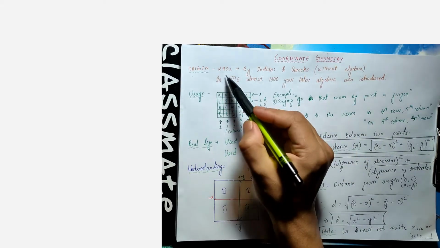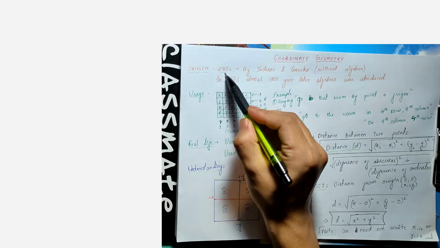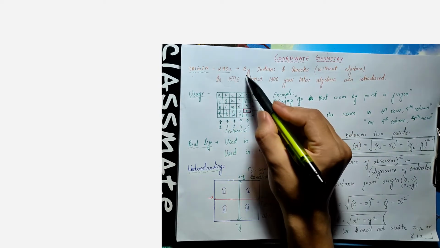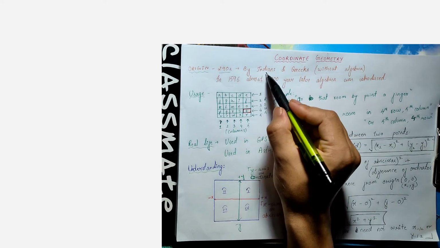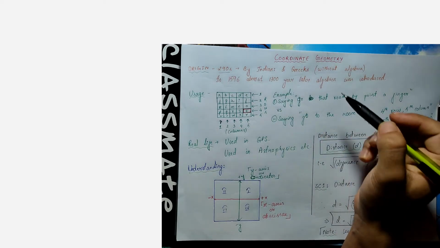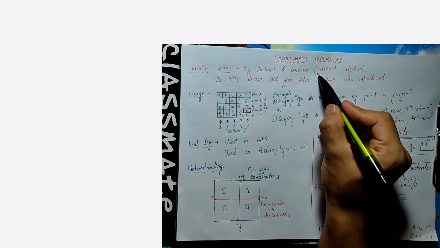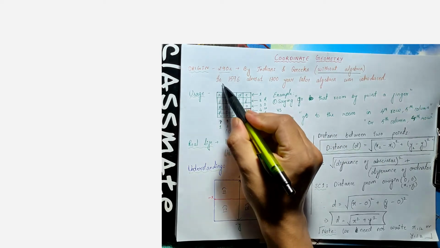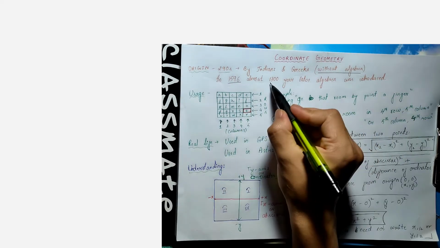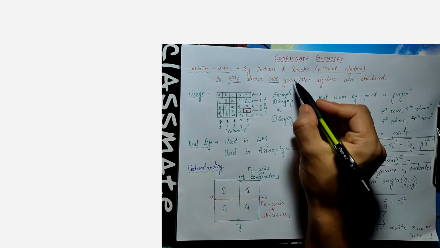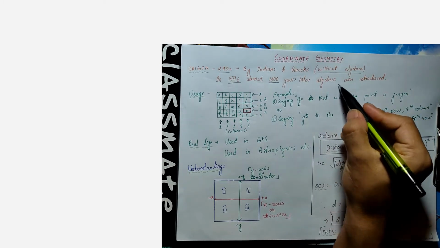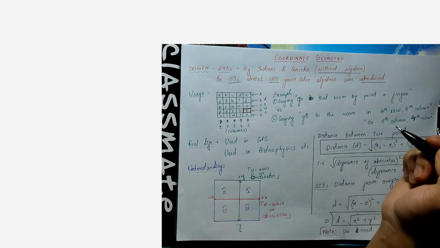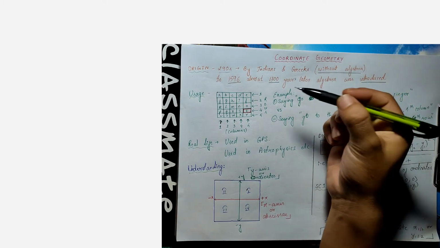The origin of coordinate geometry can be traced way back to 290s. During this period it was mainly used by Indians and Greeks. It is to be noted that this coordinate geometry was without algebra. Then in 1596, almost 1300 years later, algebra was introduced to coordinate geometry. Let's dive into the usage.